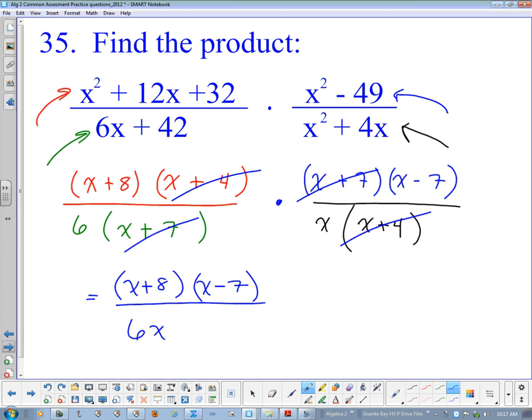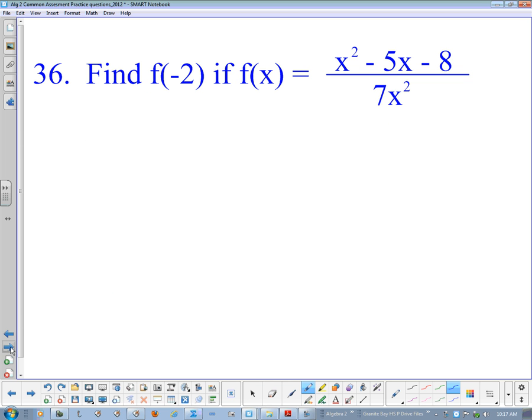And moving ahead, find f of negative 2. When you're doing something like this, to ensure that you do it correctly, you substitute inside of parentheses. Alright, f of negative 2. My advice is to rewrite this with parentheses in place of every x.